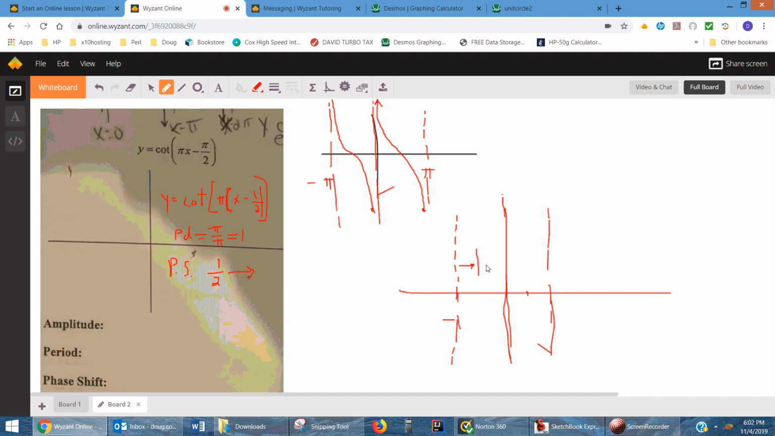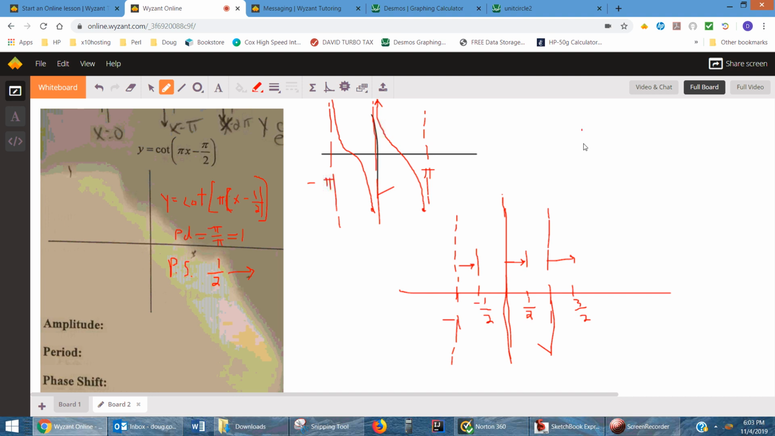So that one moves to the right a half, this one moves to the right a half, this one moves to the right a half. So where are the vertical asymptotes? Well, this one was at 1, so now it's at 1.5. This one was at 0, it moved a half to the right, so now it's at a half. This one was at negative 1, so now it's at negative 1/2.